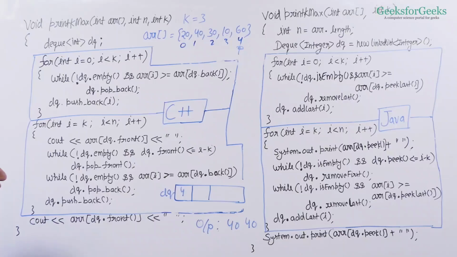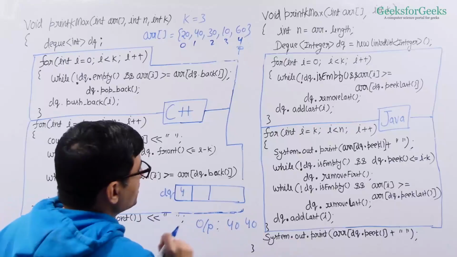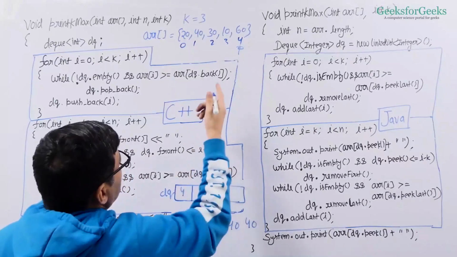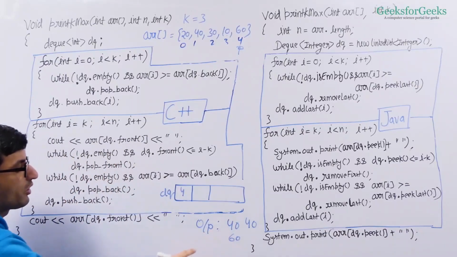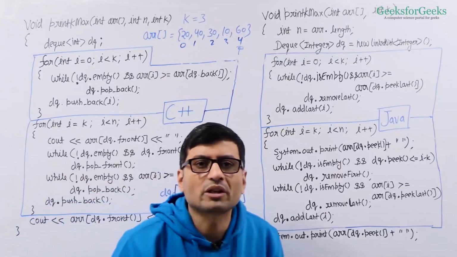And after coming out of the loop, we print the maximum of the last window, right? And the last window's maximum is also at the front. So we are going to print the front item, or peek item in Java. So what is the front now? Front is 60. So the last thing that we print on the screen is 60. Our output is 40, 40, 60 for this particular input.